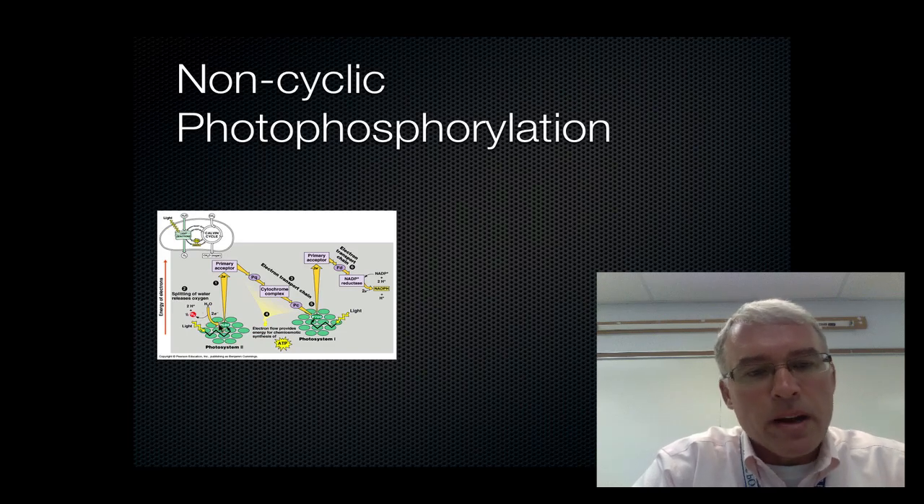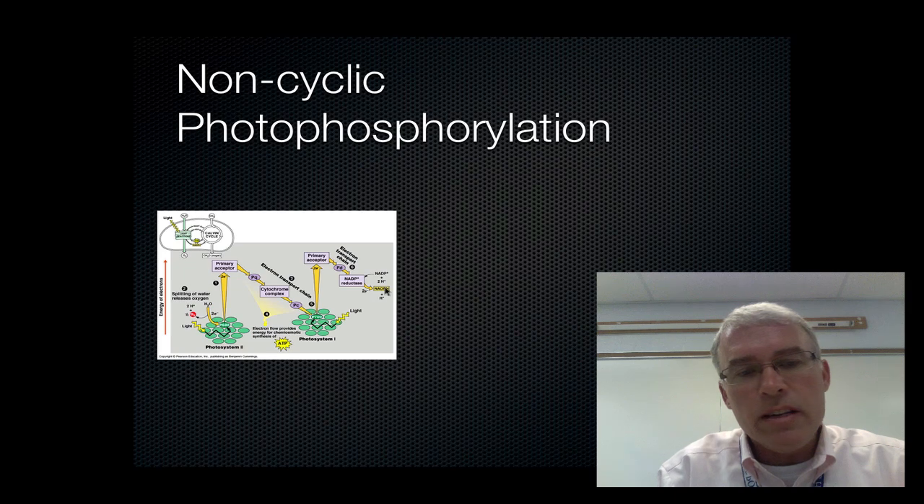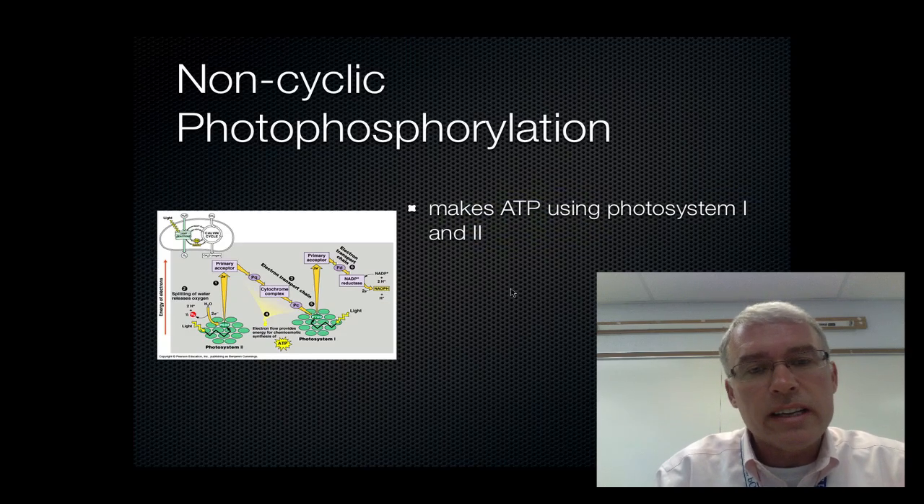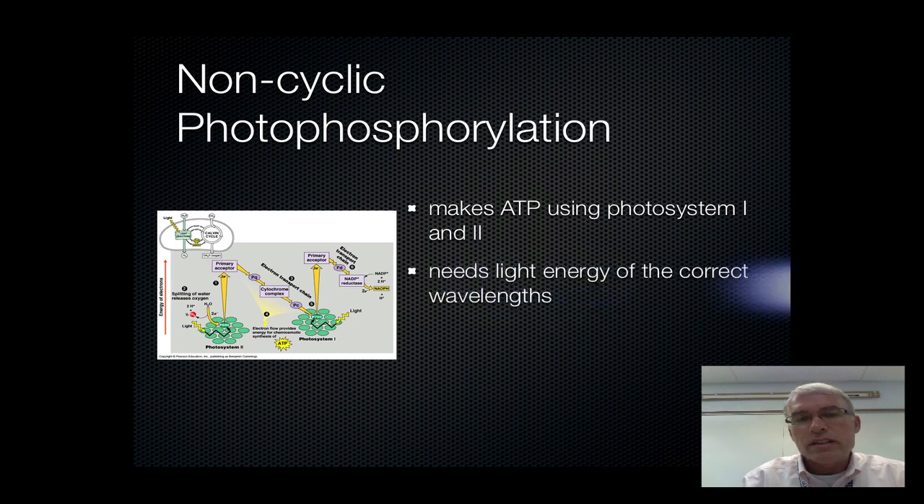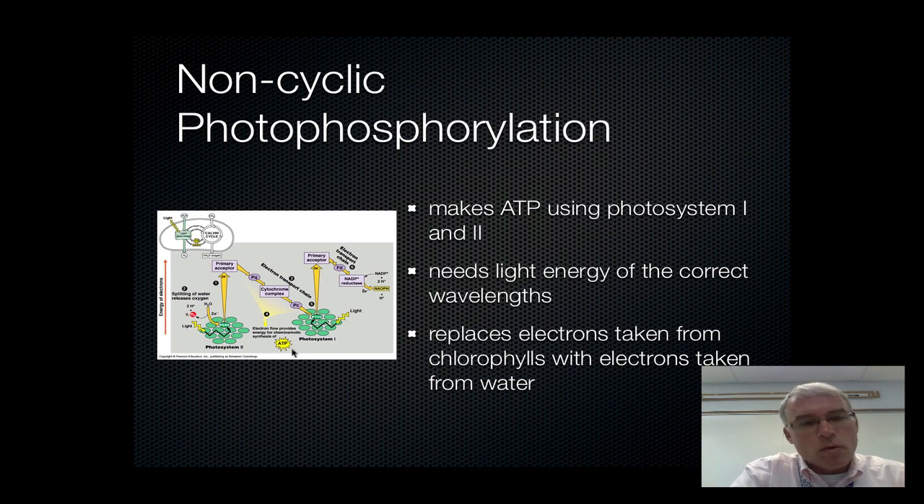part of the membrane. And it's non-cyclic because the electrons coming out of photosystem 2 are replaced by electrons from water, and the electrons leaving photosystem 2 and traveling through the ETC to photosystem 1 are then bound and eventually captured by NADP+ to make NADPH, which is our electron carrier in this process. So it's non-cyclic in the sense that the electrons don't recycle. They don't go around and around in a loop. They travel in a chain. It makes ATP using photosystems 1 and 2.